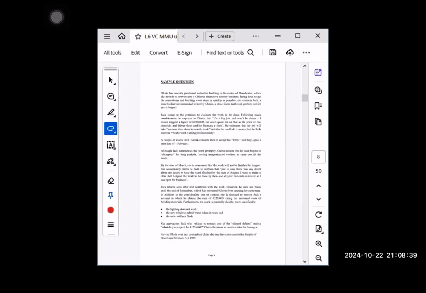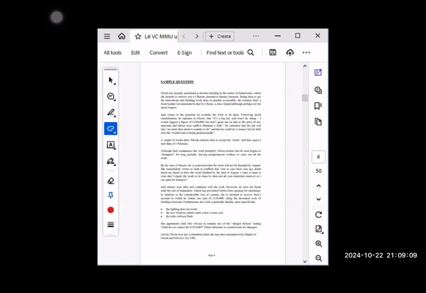A couple of weeks later, Gloria contacts Jack to accept his terms, and they agree a start date of the 1st of February. Although Jack commences the work promptly, Gloria notices that he soon begins to disappear for long periods, leaving inexperienced workers to carry out all the work. By the start of March, she is concerned that the work will not be finished by August.